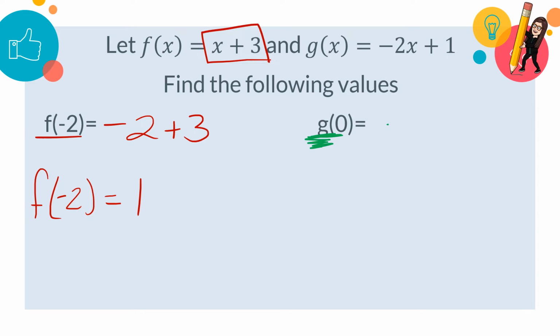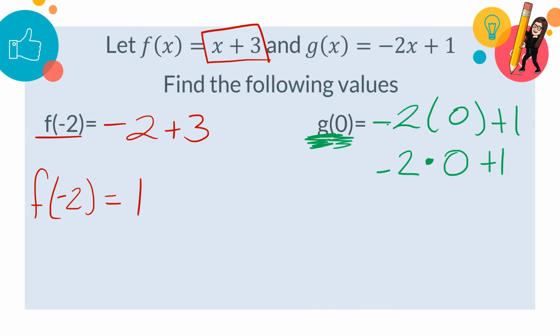Pick the G rule and plug in 0. Now you'll notice I use parentheses. You could also use a multiplication dot because when things are next to each other, that implies multiplication. Either way, we arrive at the same solution. G of 0 is 1.